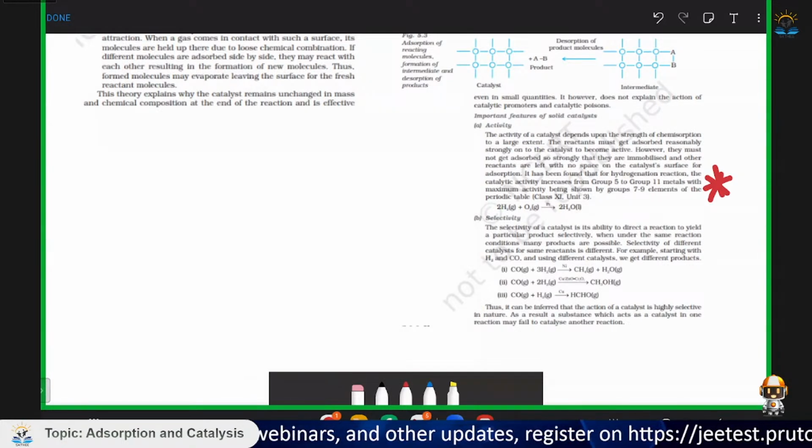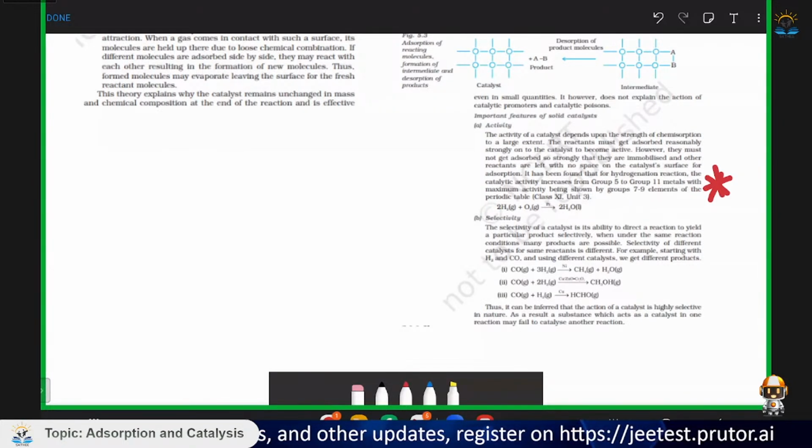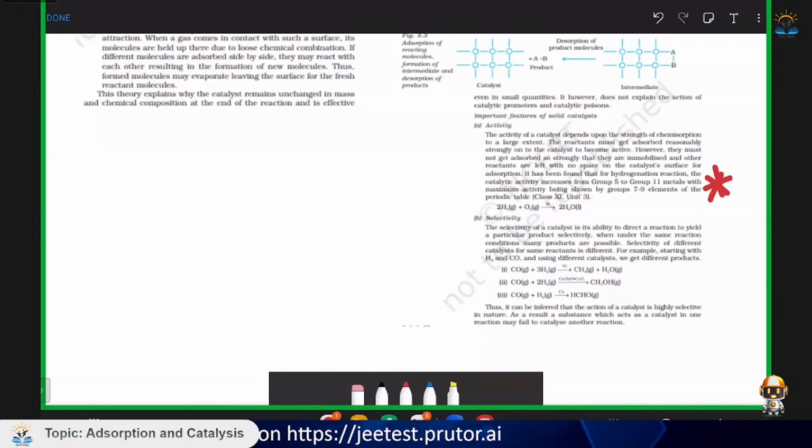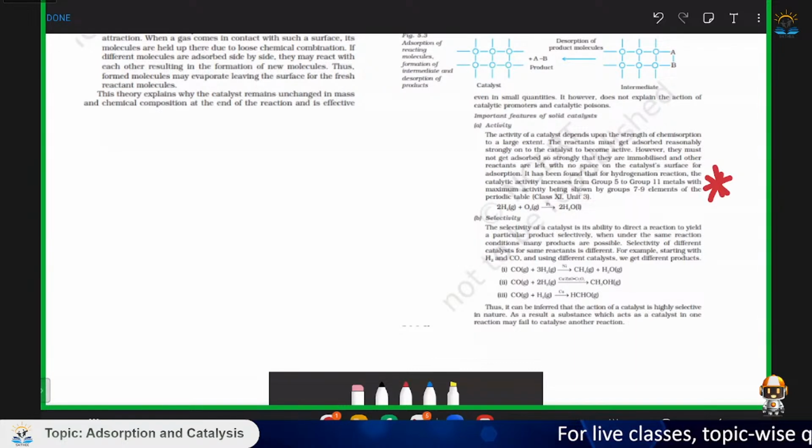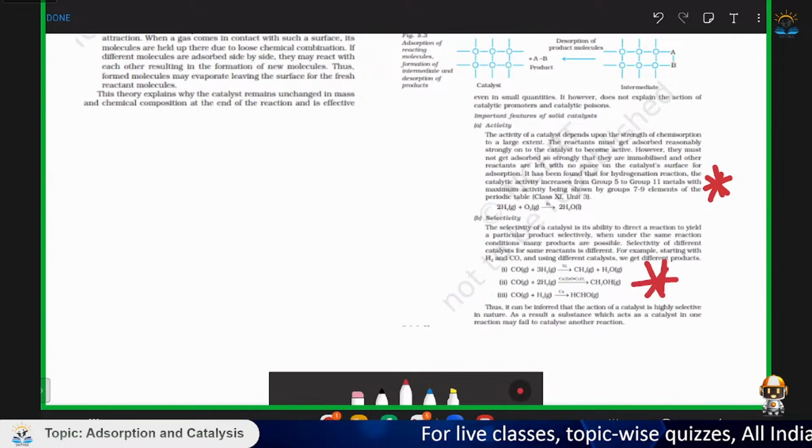Think similar to organic chemistry, understand the adsorption theory. The selectivity of a catalyst is its ability to direct a reaction to yield a particular product selectively when, under the same reaction conditions, many products are possible. Selectivity of different catalysts for the same reactants is different. For example, starting with H2 and CO, using different catalysts we get different products. This is very, very important. A lot of questions are asked.